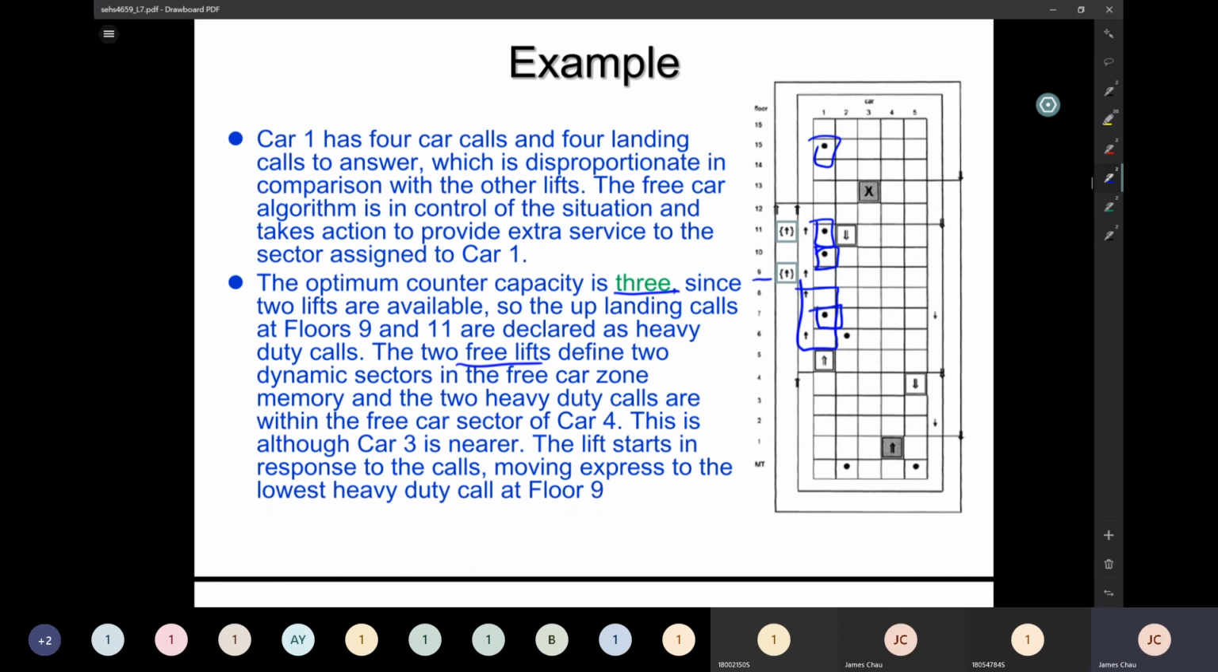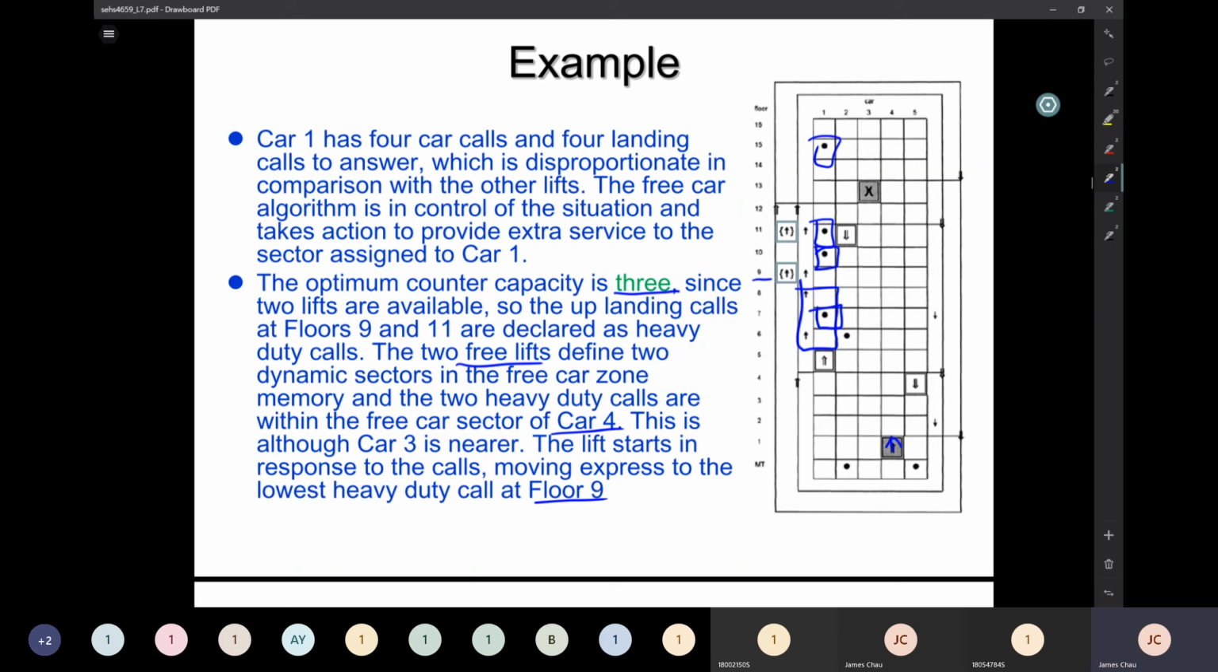And in this algorithm, car 4 will be allocated because according to the movement, car 4 is moving upward, but car 13 is stationary. Therefore, car 4 is moving towards floor 4, and the system will assign car 4 to serve the lift call. So this car will move express to 4.9 and then 4.11 to serve the lift.